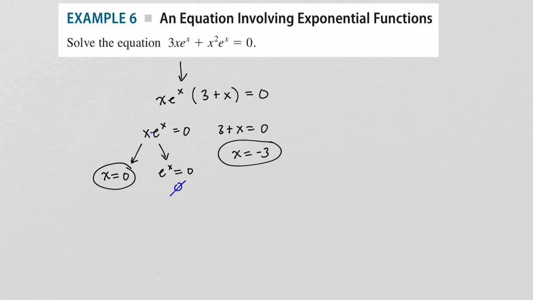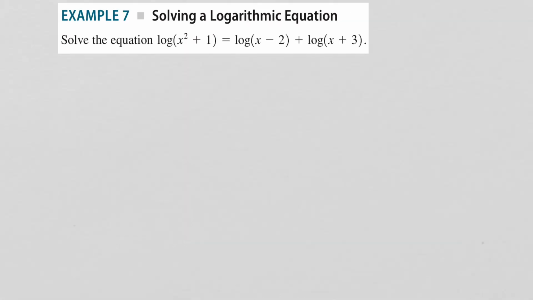And the second part of this has no solution because e to the x, the exponential function, is never equal to 0, right? It never touches the x-axis. So we have two solutions here, 0 and -3.